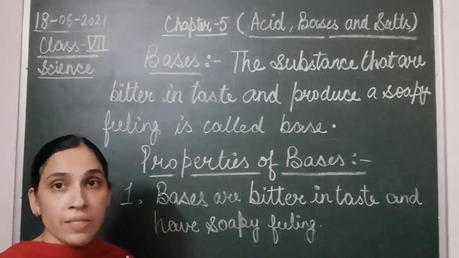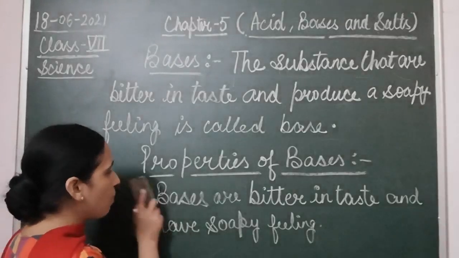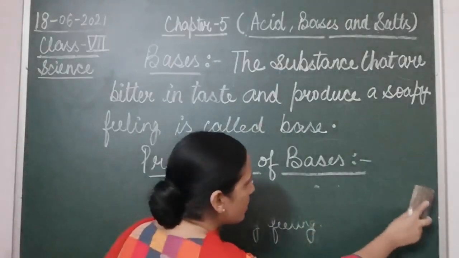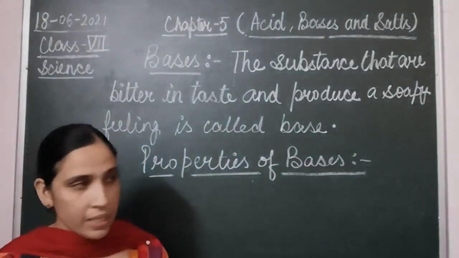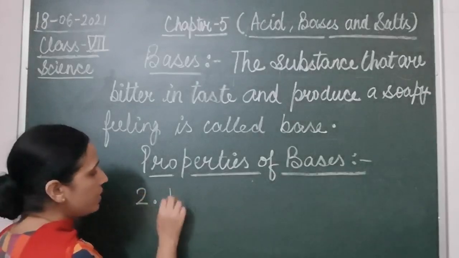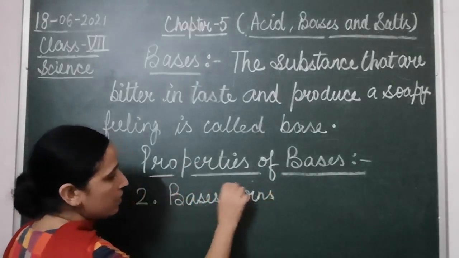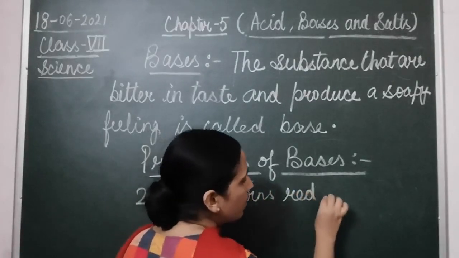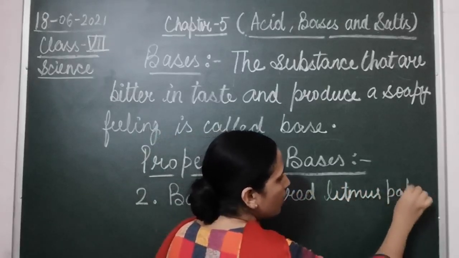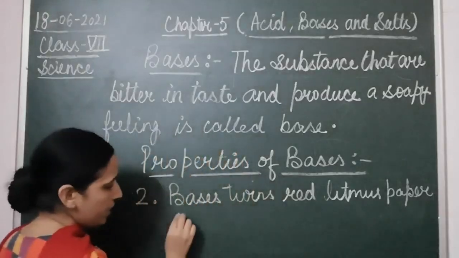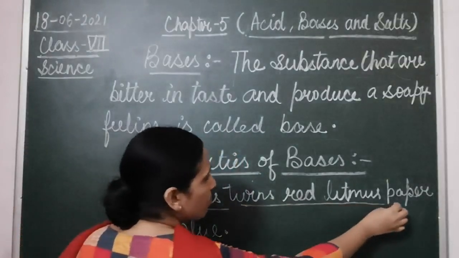Now bases turn red litmus paper blue. Fine, that will be your second property. The second property is that bases turn red litmus paper blue. So that is again the second property, which is very important.